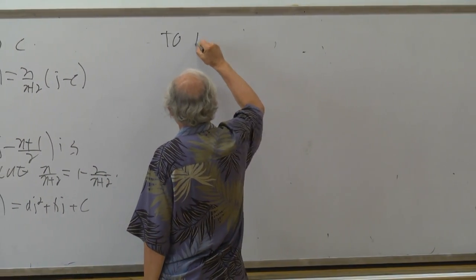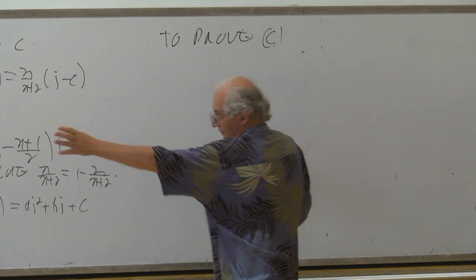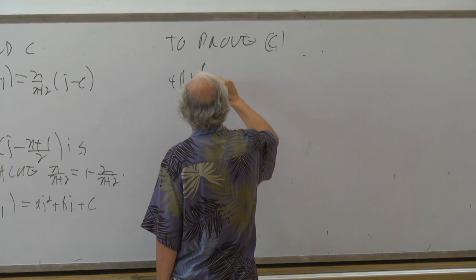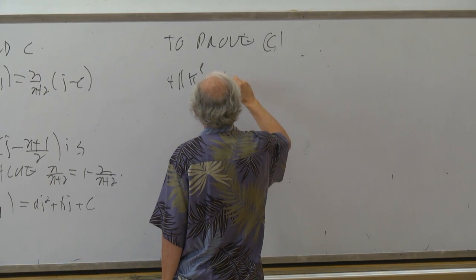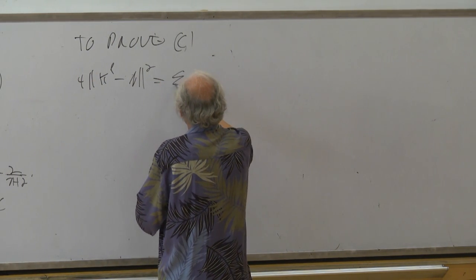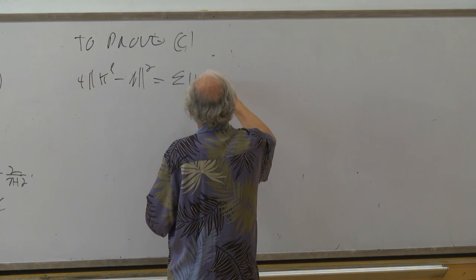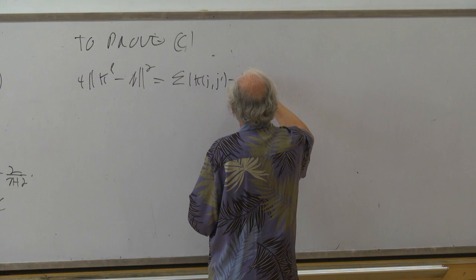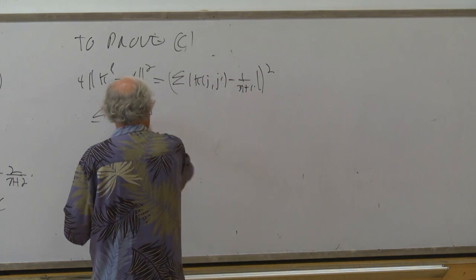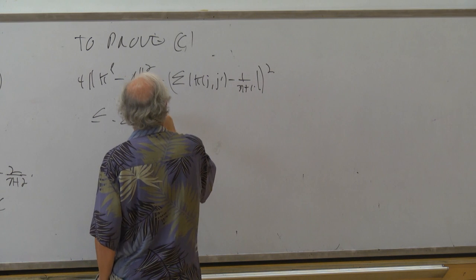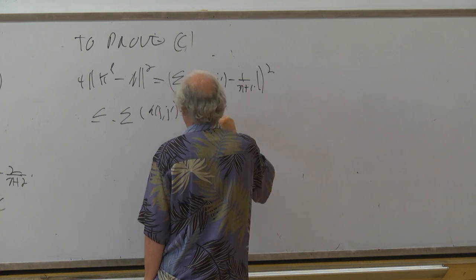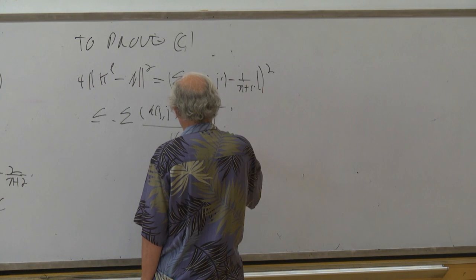So to finish, to prove C, that is to get the bounds, you write 4 times the total variation distance minus its stationary distribution squared. I want to bound this, so I can bound it squared. That's equal to the sum of k j j prime minus 1 over n plus 1, whole thing squared. That's less than or equal to the sum of k j j prime minus 1 over n plus 1. Just use Cauchy-Schwarz times 1 over n plus 1.